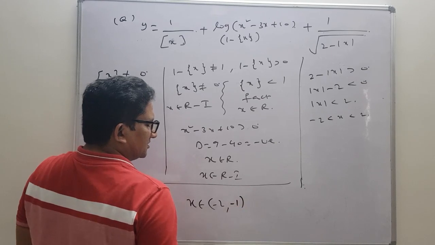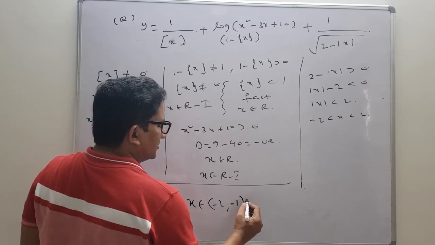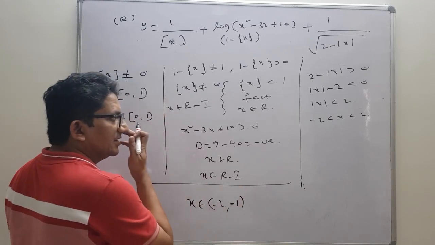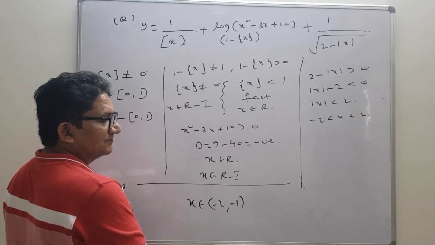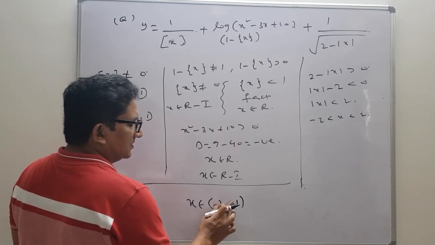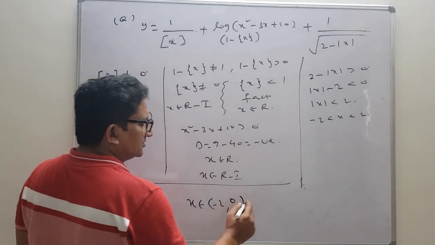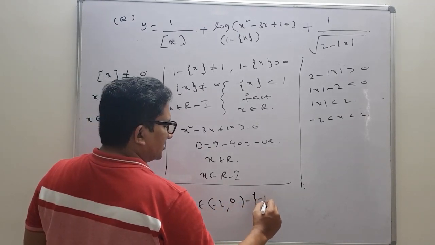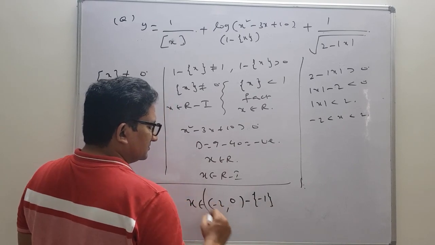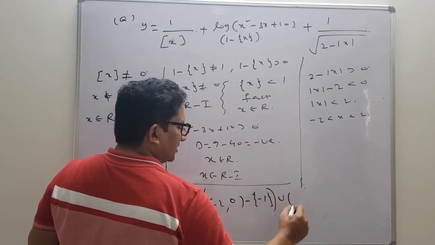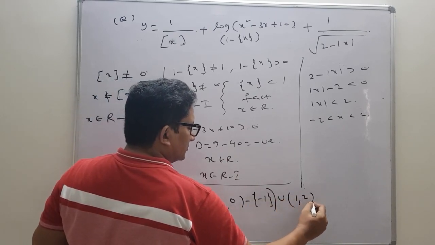minus 2 comma minus 1 is one part, and the next part, how will you write? See, we only need to eliminate minus 1, correct or not? Minus 2 comma 0, minus we can write minus 1. So this is one part, union, the other part we can write 1 to 2. Is it okay?